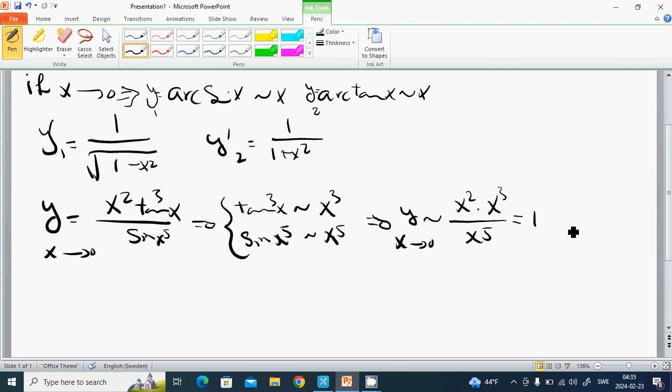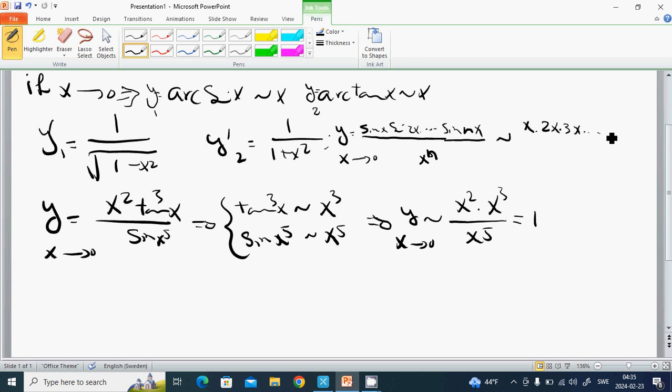Another example is y equals sin x times sin 2x up to sin nx, divided by x power n, when x goes to 0. It is x multiplied by 2x multiplied by 3x up to nx, divided by x power n, which is n factorial.